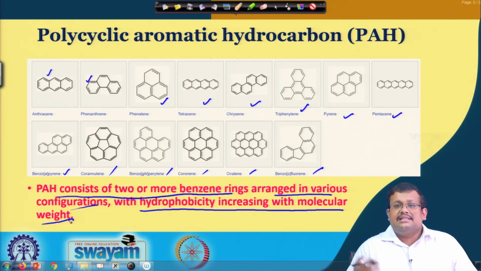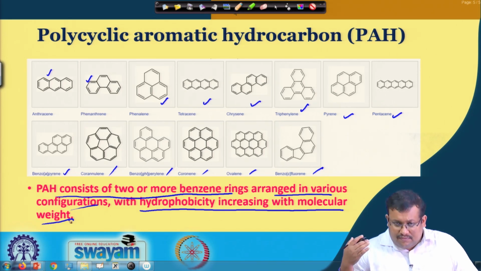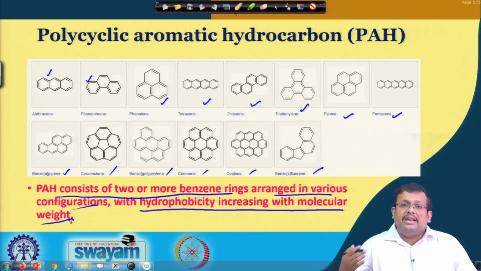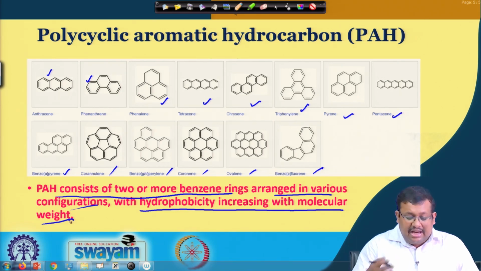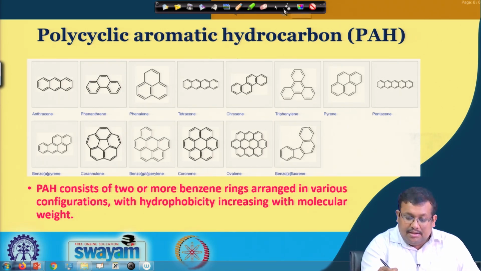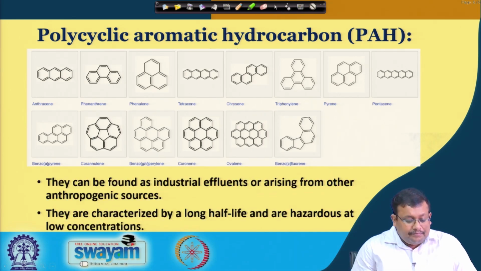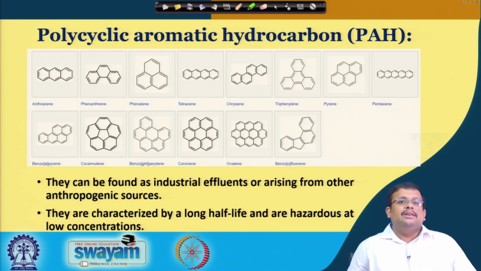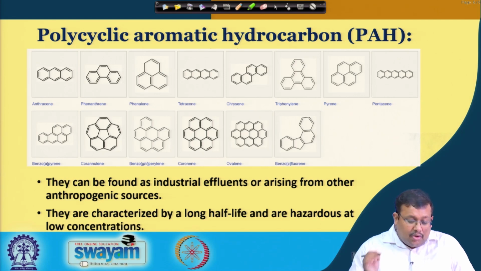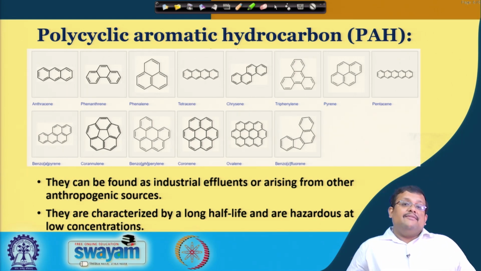So, basically, we can say that when the number of rings increases, obviously their hydrophobicity also increases. They also can be found as industrial effluents or arising from other anthropogenic sources. We have seen already the sources of PAH, different industrial sources, industrial effluents, and also different anthropogenic sources in our previous slides. They are characterized by a long life and are hazardous at low concentration.